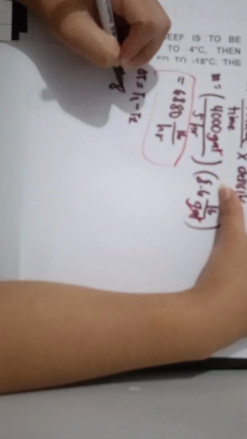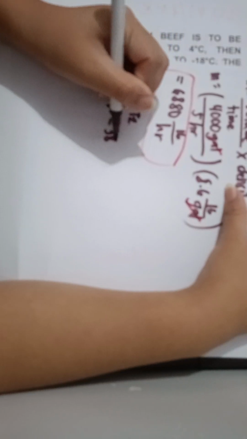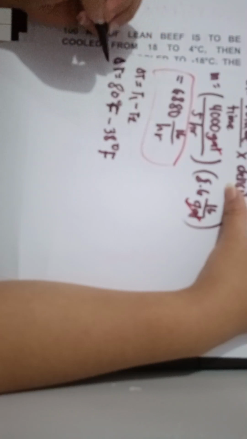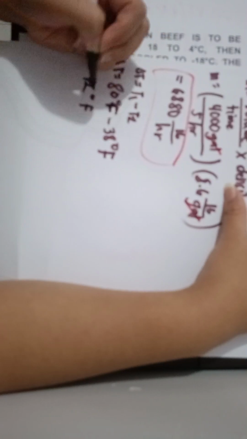And then, since dalawa ang gallon here, cancel mo na yan. So, ang matitira is pound per hour. So, yung sagot kanina is 6,880 pound per hour. May answer na tayo agad. And then, for temperature difference naman, delta T is equals to T1 minus T2. Delta T is equals to kanina 80 degrees Fahrenheit, and then minus mo lang siya sa 38 degree Fahrenheit. And then our answer for this is 42 degree Fahrenheit.